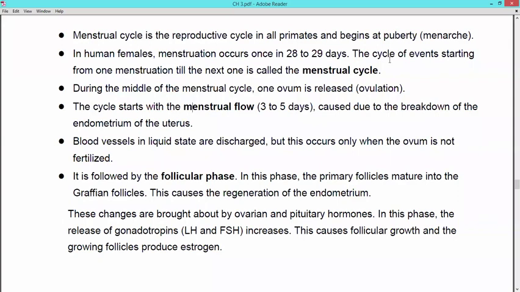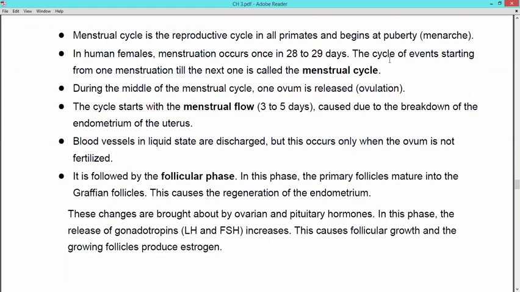Now during the middle of the menstrual cycle, every single time one ovum is released by the ovary, and the release of the ovum from the ovary is known as ovulation, right? It occurs in the middle of the month, right? So if the cycle is of 29 days, then on the 14th day the ovulation is going to take place. That is, the ovum is released from the ovary.